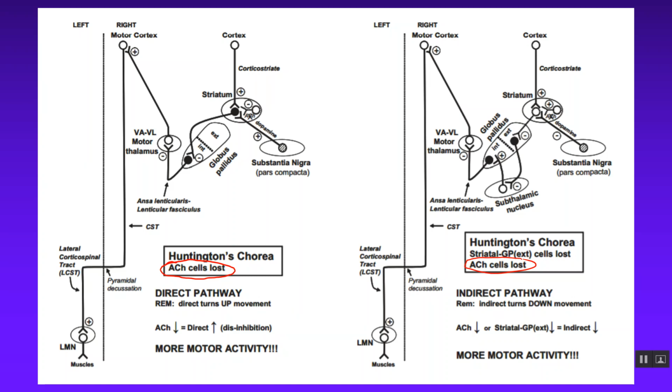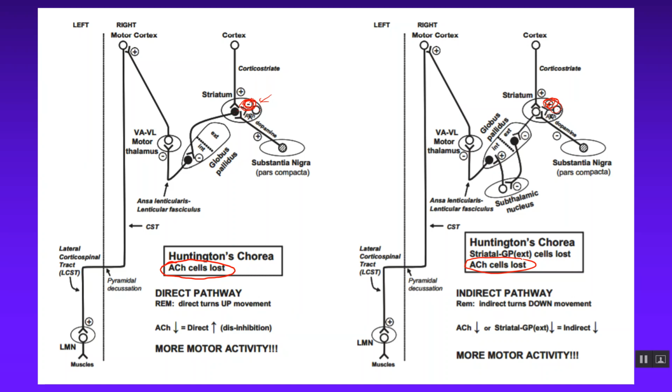Now what happens is normally the acetylcholine helps to balance and helps to inhibit the direct loop and excite the indirect loop. So now you have too little inhibition. So you lose the inhibitory influence of the acetylcholine cells over the direct loop, and you lose the excitatory or increased activity of the indirect loop. So the net effect is too much motor output. So they're excessive or hyperkinetic disorders.